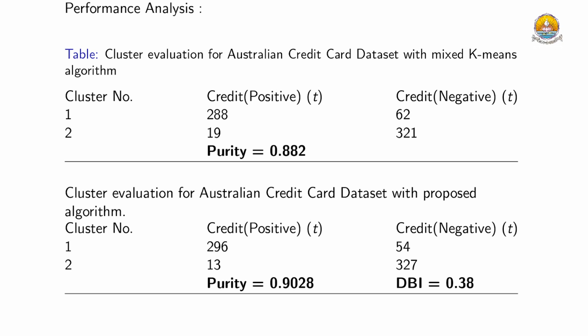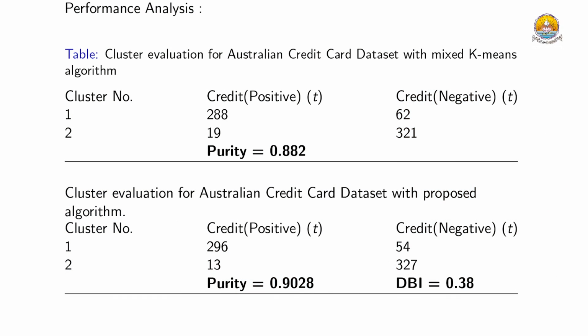What this indicates is the positive and negative classes. In cluster number 1 there were 288 positive and 62 negative instances, and in cluster number 2 we found 19 positive as well as 321 negative data instances. This indicates that the purity of this particular cluster formation is equal to 0.882. Purity is already a well-established evaluation measure for this type of clustering, provided we have the labels. The Australian credit card dataset is already a labeled dataset, so we can find the purity value for this.